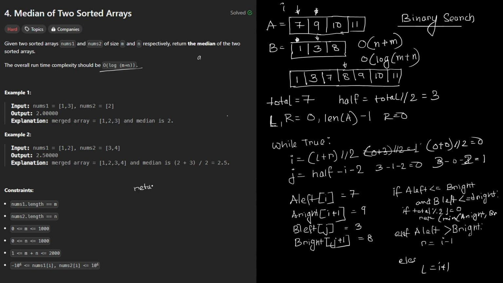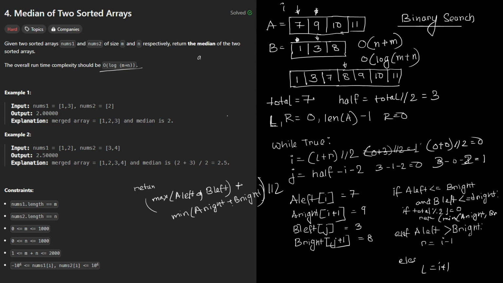In case the total length is going to be even, then it is going to be return of max of A left and B left, plus minimum of A right plus B right, double divided by the total value.